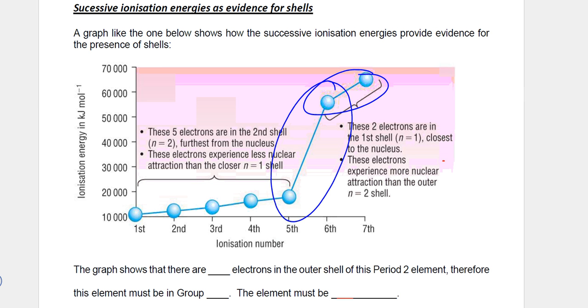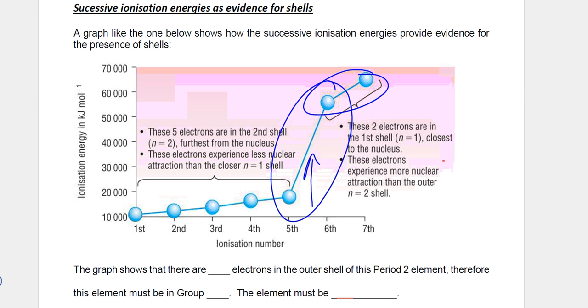So when you're looking at data, what you are looking for, however it is presented to you, is where is the big jump in ionisation energy? Where is the biggest jump? That will tell us when we're moving from an outer shell into an inner shell. Or perhaps even, if there are two big jumps, the innermost shell.